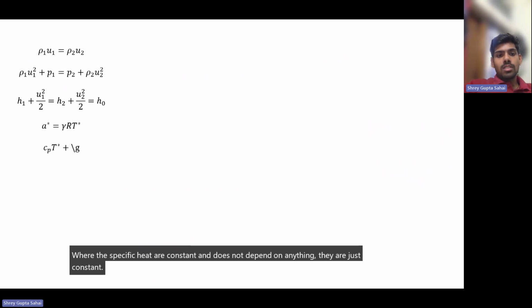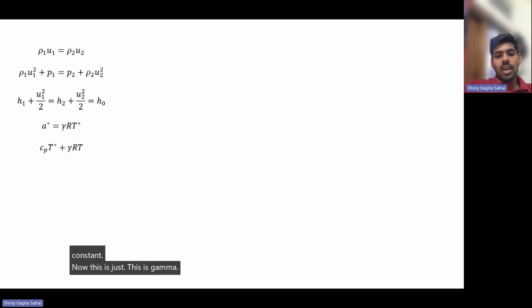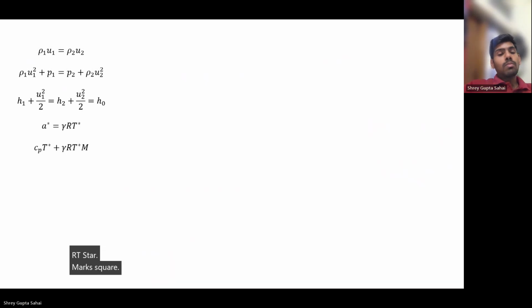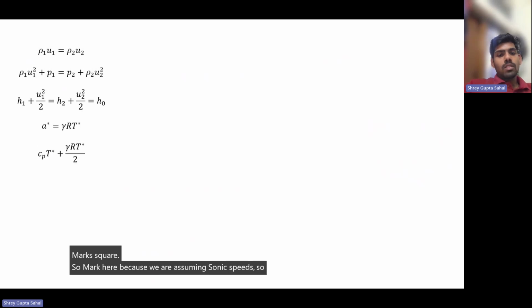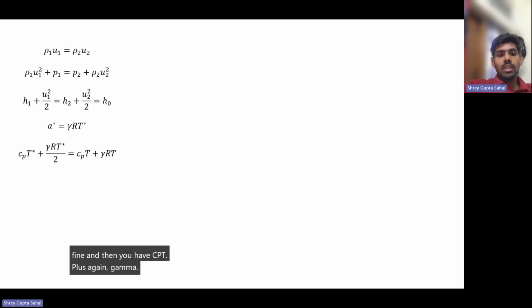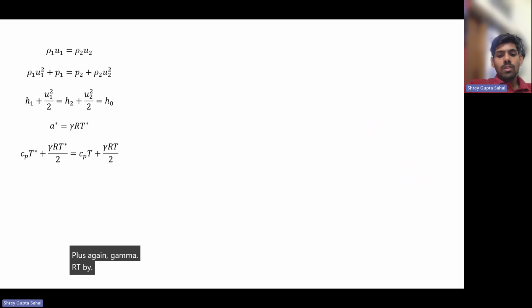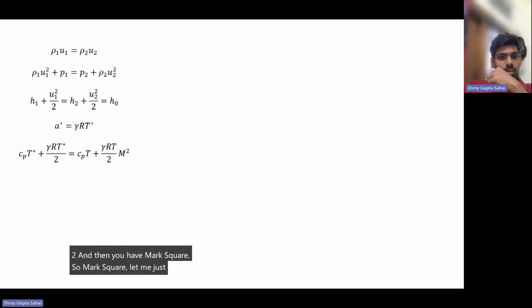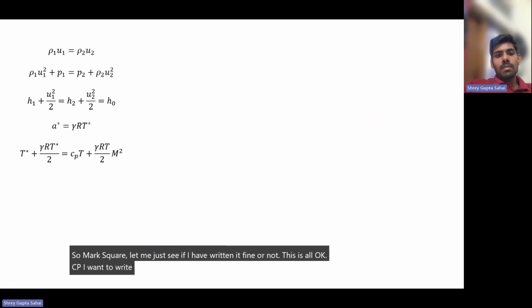Now this is gamma R T star, Mach squared. Because we are assuming sonic speeds, the Mach is one, so gamma R T star by 2. And then you have Cp T plus again gamma R T by 2 times Mach squared. Let me see if I've written it fine or not. This is all okay. Cp I want to write as gamma upon gamma minus 1 times R.